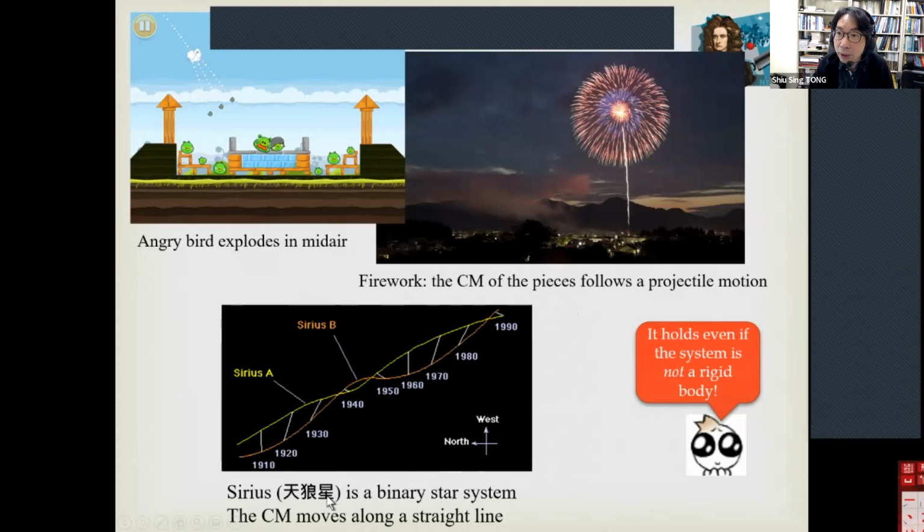You know the star Sirius. Sirius is the brightest star in the sky, apart from the sun. Astronomers found that Sirius is not a single star. It is a binary system. You have two stars: Sirius A is a bright one, and Sirius B is a dimmer one. The dimmer one is a white dwarf. It's a small star, but with a high density. That is a white dwarf. Now, Sirius A and Sirius B are revolving around each other.